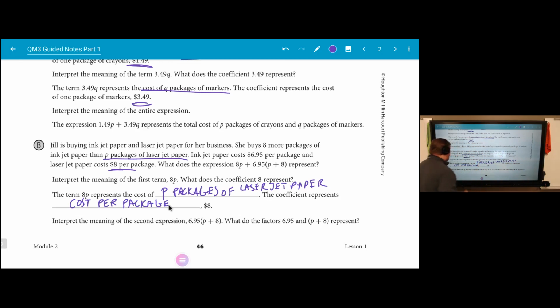Now we get into the fun part. We've got to interpret the meaning of the second expression, 6.95 times p plus 8. What do the factors, again, factors are the things multiplied together, what does 6.95 represent? And what does p plus 8 represent? Now, we're going to write this. I think they're the blanks on the next page.